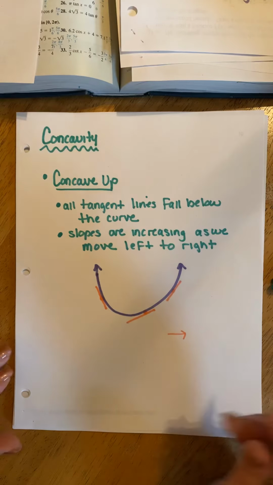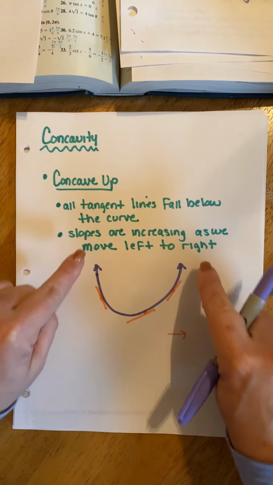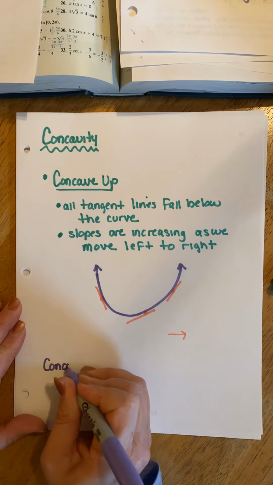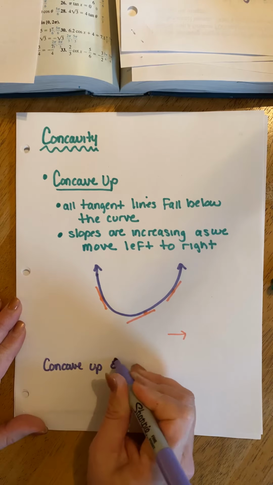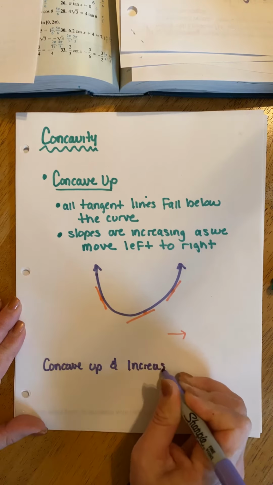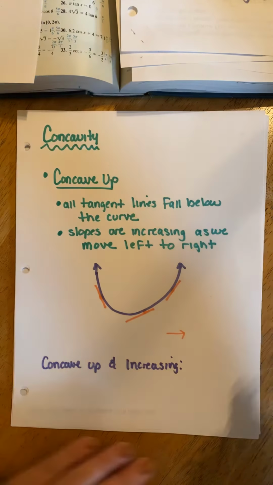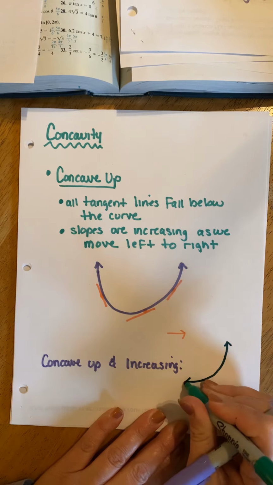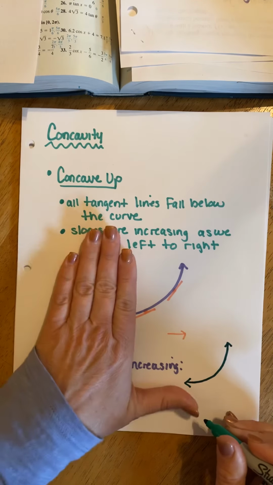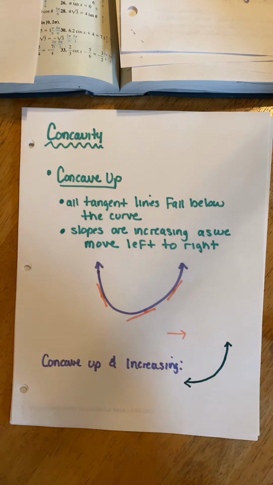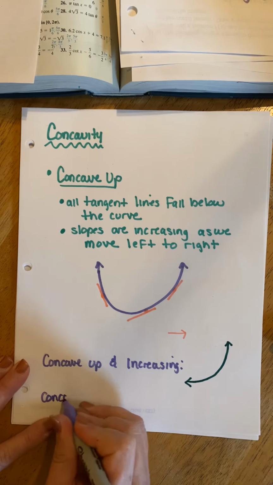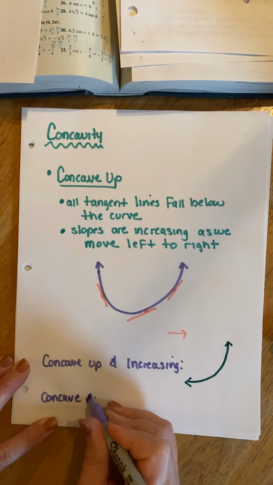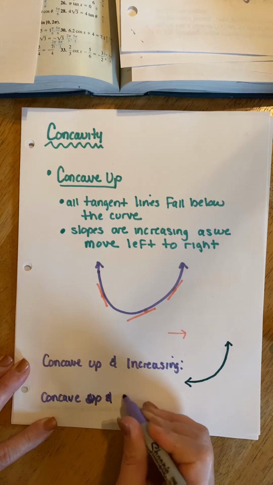Now be careful here because not all concave up functions make a complete bowl shape. We may have concave up and increasing. If a graph is concave up and increasing, think of an exponential function like y equals e to the x. It never has this part of the concavity. It can just be concave up and increasing, or it can be concave up and decreasing.